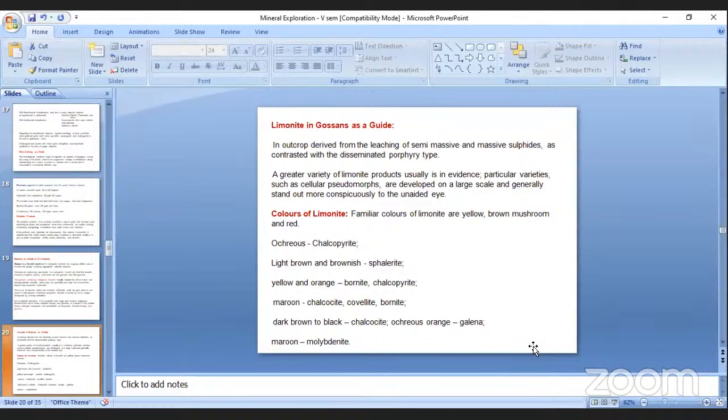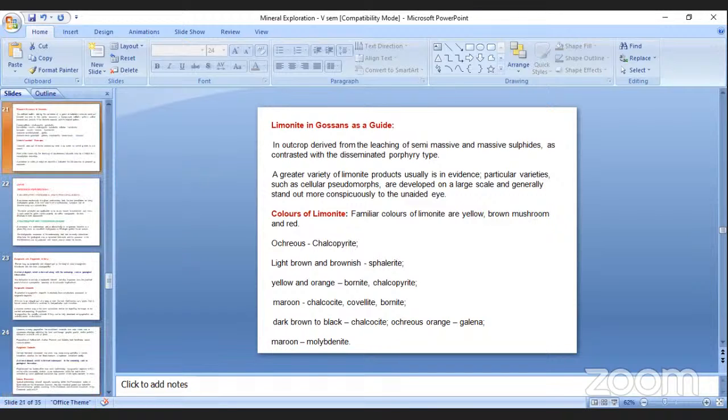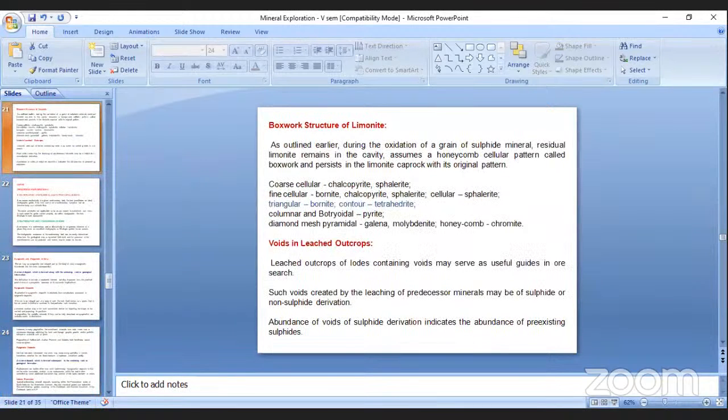It is called sphalerite. Yellow and orange may be bornite, chalcopyrite. Maroon color: chalcocite, cobalt, bornite. Dark brown to black color indicates the formation of chalcocite, and orange is related to galena. There are various colors indicating the formation of different types of minerals, using limonite colors.